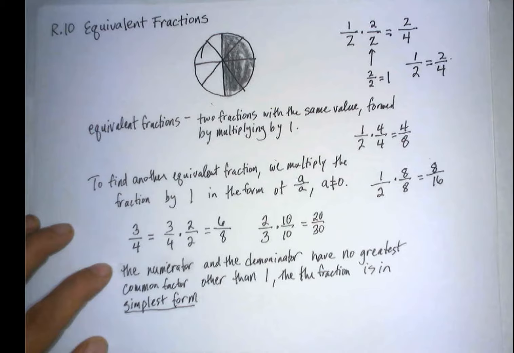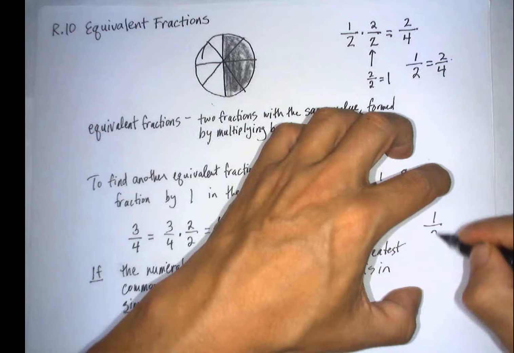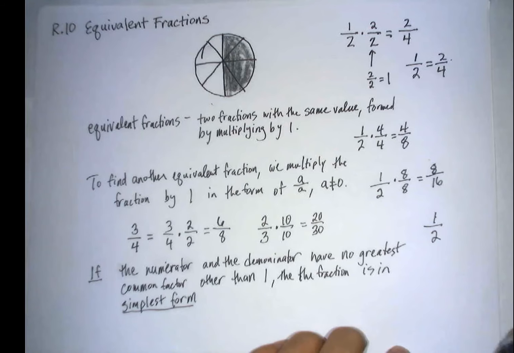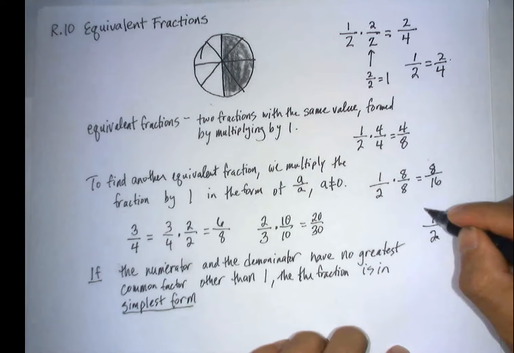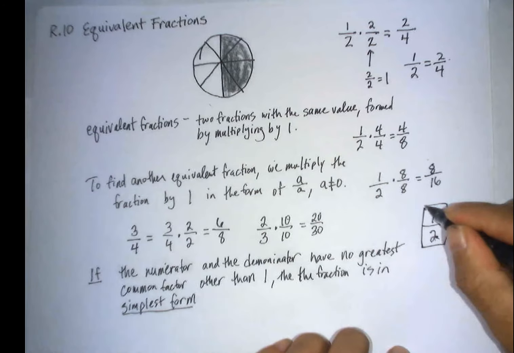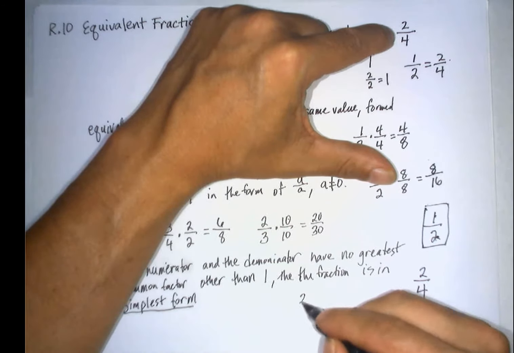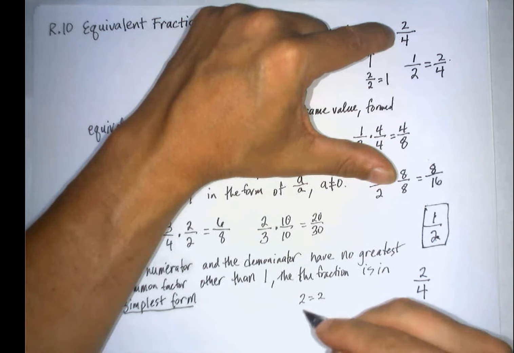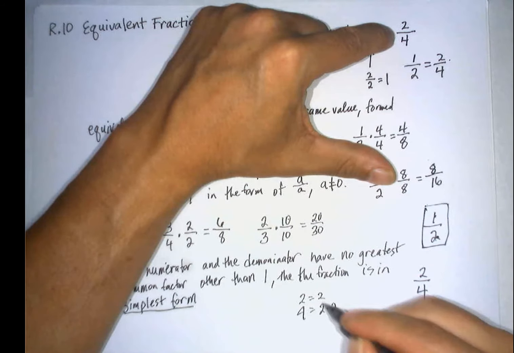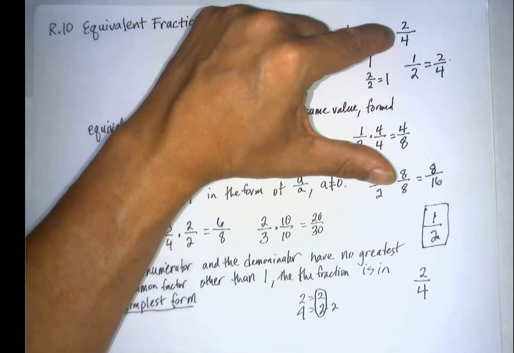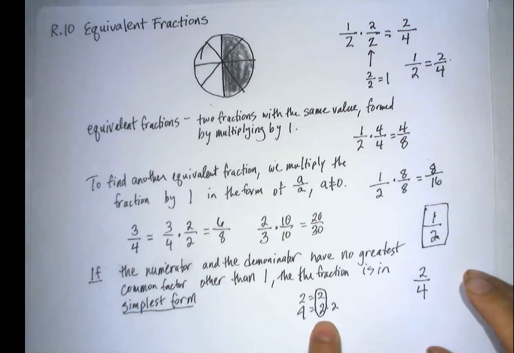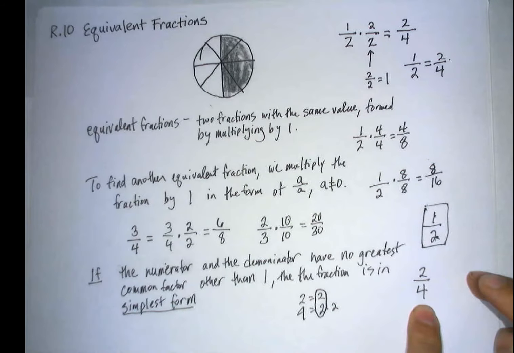For example, 1/2. We can't even find the prime factorization of 1. So if 1 is one of these, then you know that the greatest common factor of 1 and the prime factorization of 2, which is 2, is 1, and they have no common factors. 1 and 2 have no common factors, so we say that 1/2 is in simplest form. Now 2/4, 2 is just 2 because 2 is prime, and 4 is 2 times 2, and the greatest common factor is 2. So the greatest common factor is 2. 2/4 is not in simplest form.